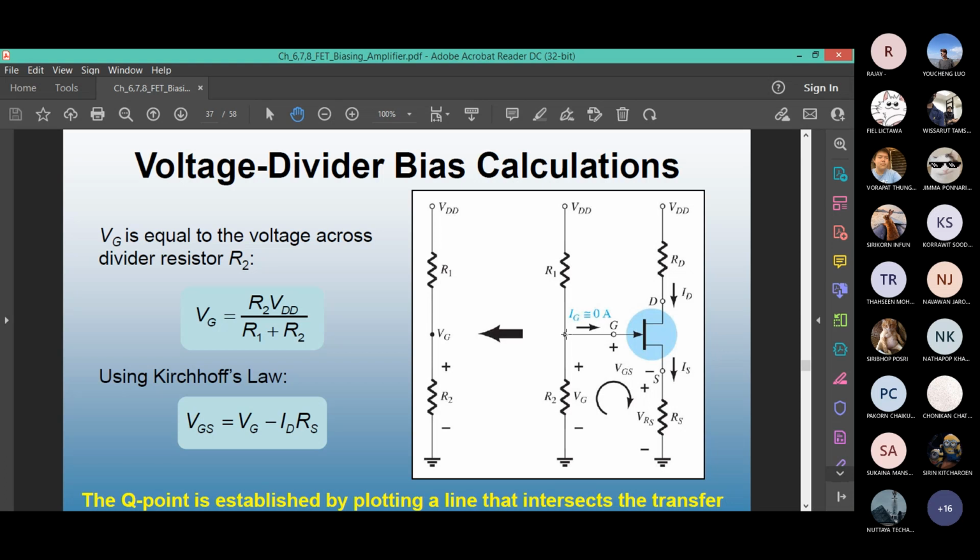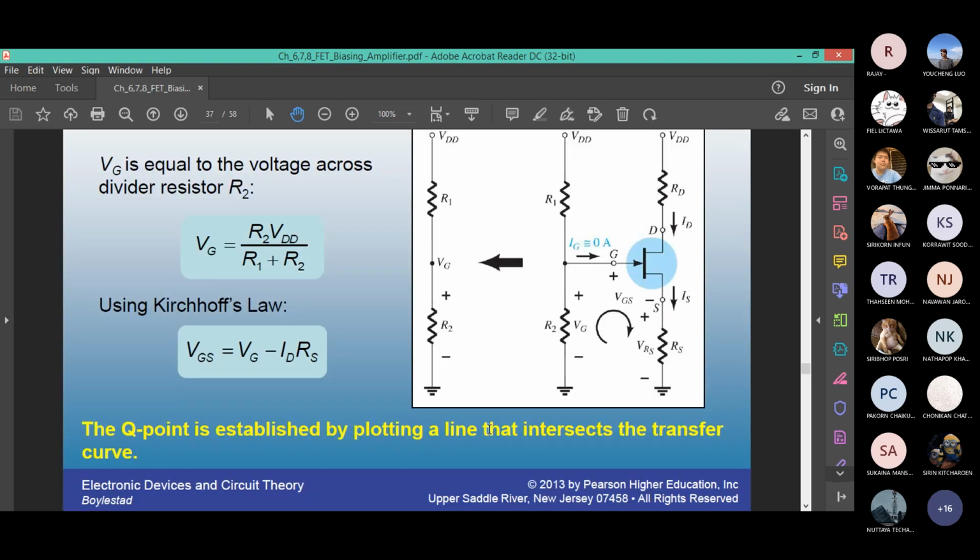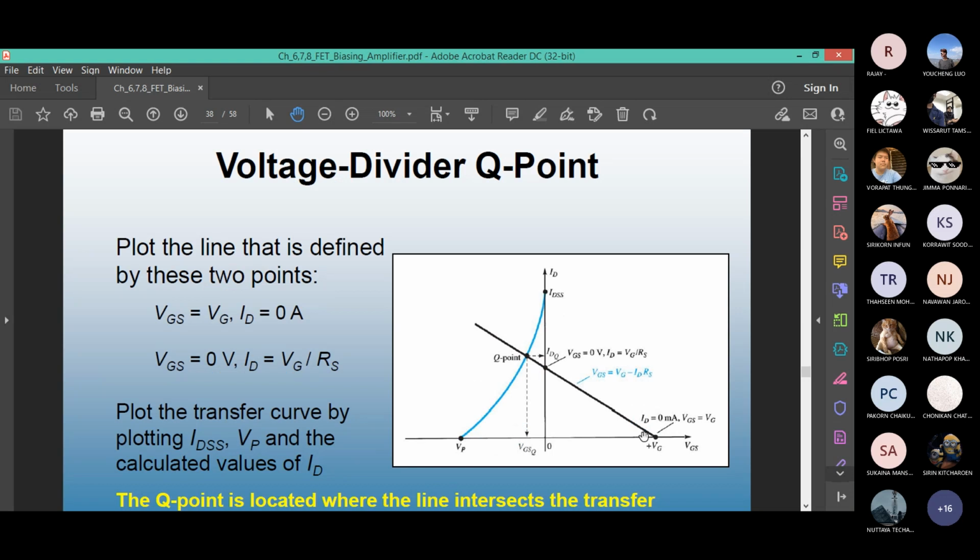VG is this point. Due to the high input impedance, we say IG is 0. So whatever current is flowing from the biasing DC source, it goes through the second resistor. If you look at the equation, VG is on the positive x-axis and then minus IDRS. If ID is 0, VGS equals VG. This is the point. When VGS equals VG, ID is 0. And then for every value of ID, get 1 or 2 more points, then you can draw a straight line.